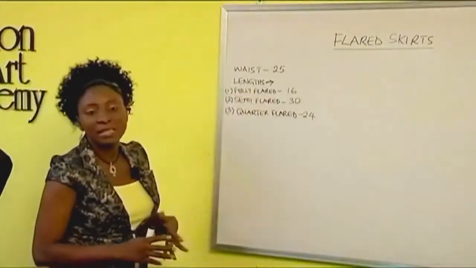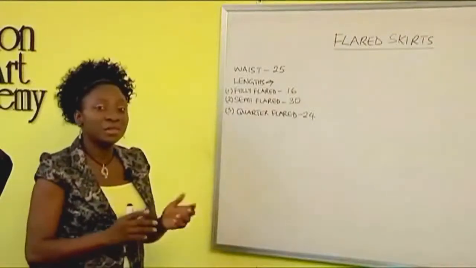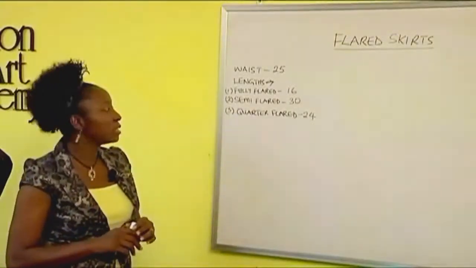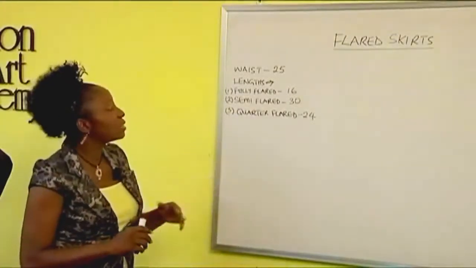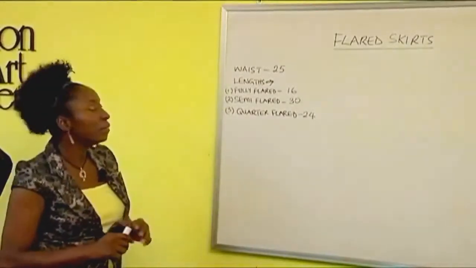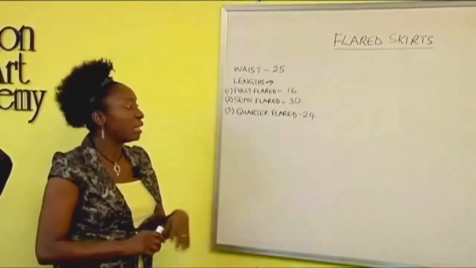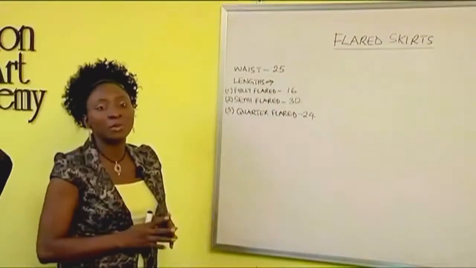Now we have three different lengths here to practice with. We have our fully flared length, where we're going to use a mini length of 16 inches. Then we have the semi-flared length, which is going to be quite long. We're going to use 30 inches for that. Then we also have the quarter flared, which we're going to use as 24 inches. We have these varied lengths so that you can play around with them.